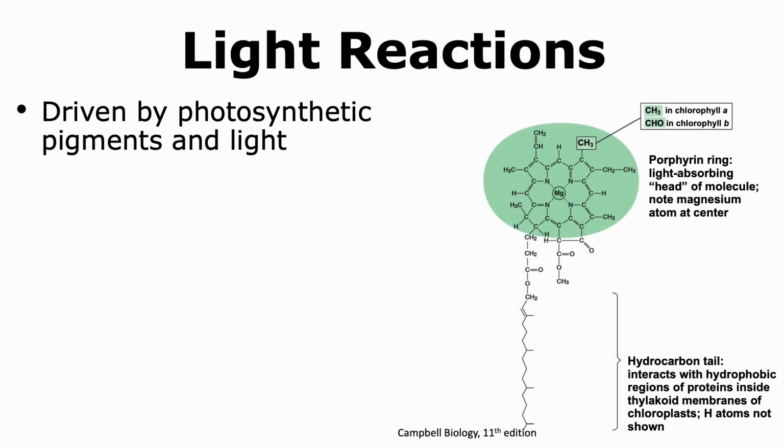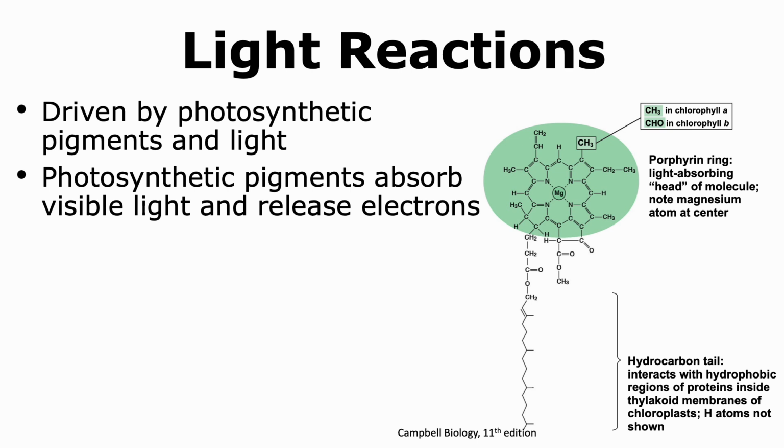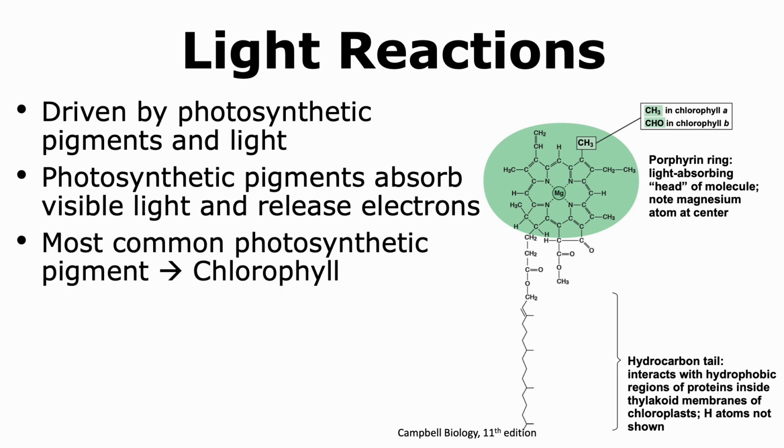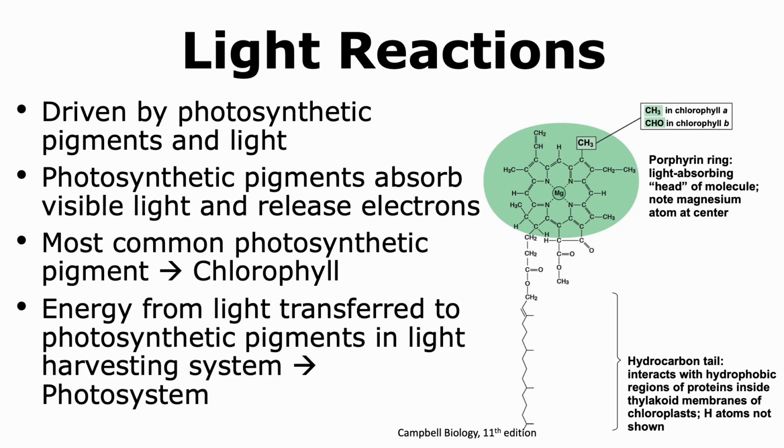The light-dependent reactions of photosynthesis are driven by photosynthetic pigments and light obtained from the sun. The photosynthetic pigments are able to absorb light present in the visible range of the electromagnetic spectrum and release electrons in response. The most common photosynthetic pigment observed in plants is chlorophyll. Plants in their leaves have light harvesting systems that are able to obtain energy from sunlight and transfer that energy to the photosynthetic pigments. These light harvesting systems are called photosystems.